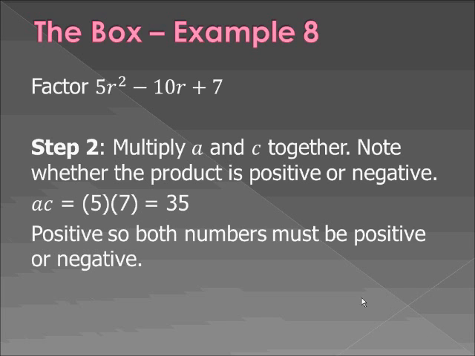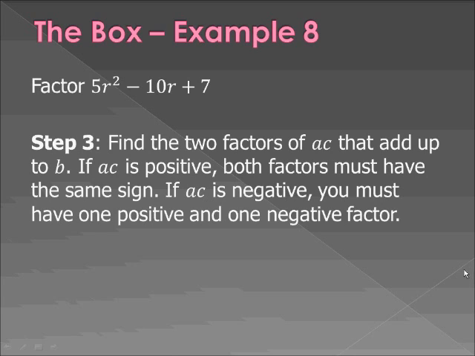So both numbers must be positive or negative. They're going to end up being negative if they work, just because the linear term is negative. Next, you're going to try to find two factors of a times c, which is 35 in this example, that add up to b, which is negative 10. And as we talked about, if ac is positive, both factors must be the same sign.